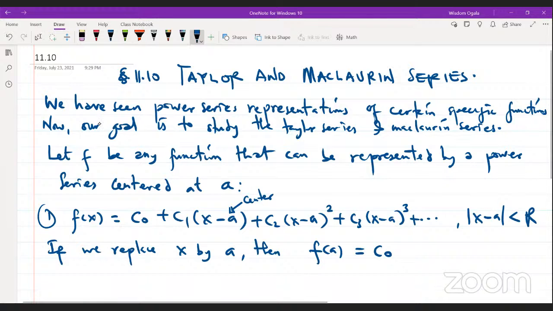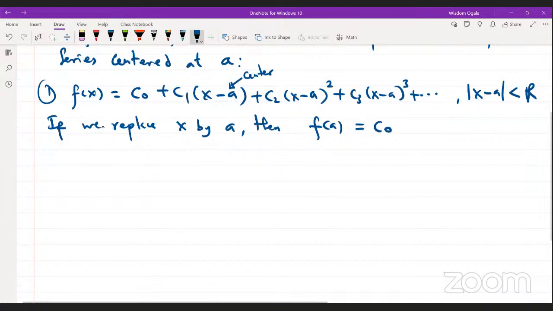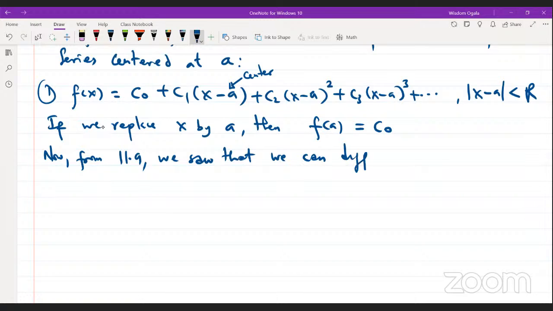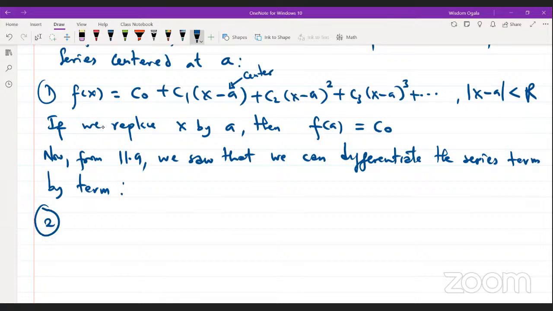Now, in 11.9, we looked at term by term differentiation. We saw that we can differentiate the series term by term. If you missed that video, I encourage you to go back and look at it. If we do that term by term, then from equation 1, I can actually find the derivative.